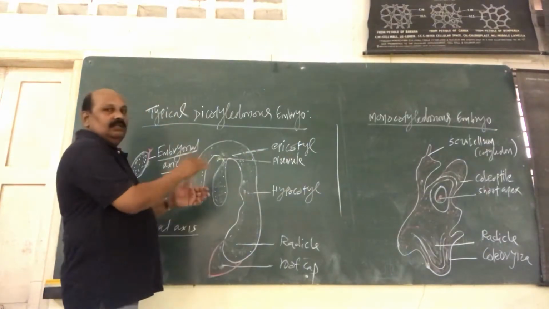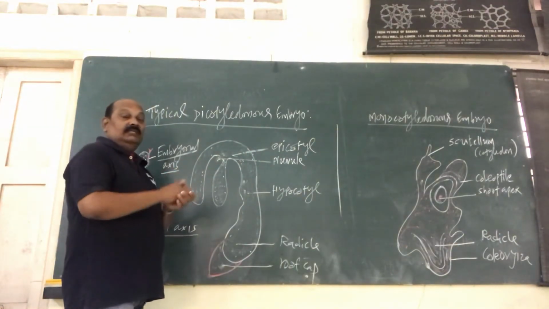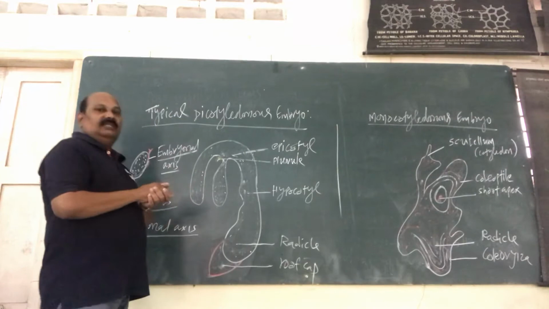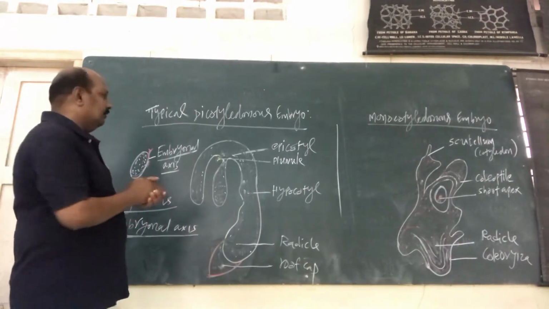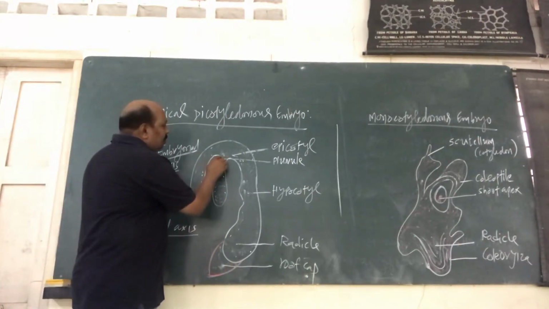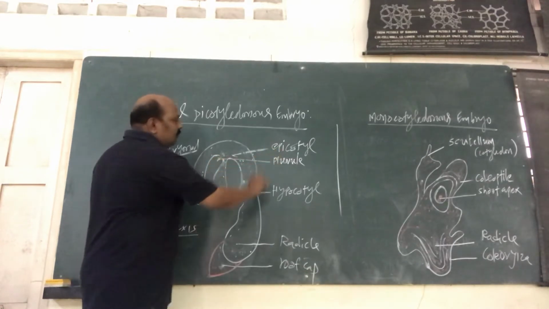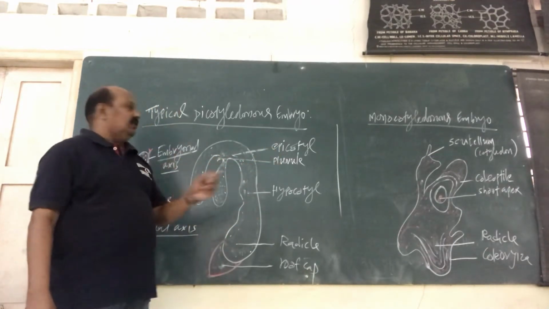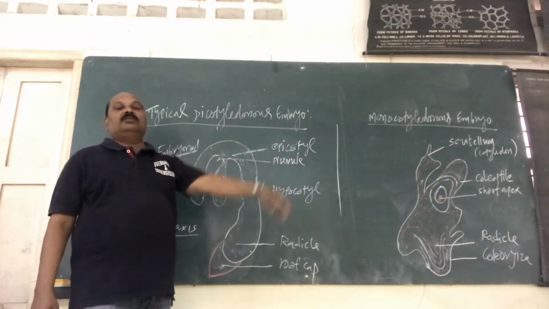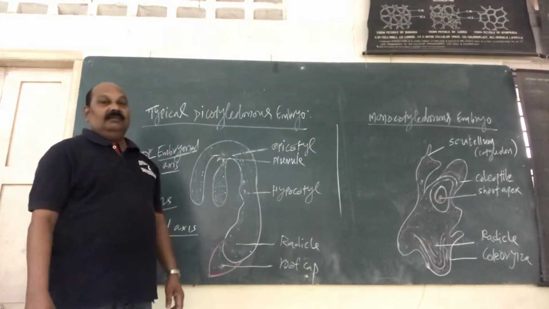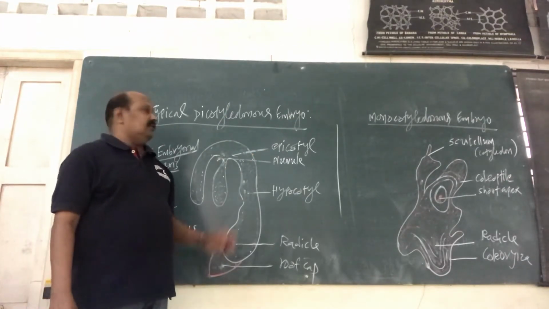So the epicotyl is above the cotyledon. Now this area, being a small bud-like structure, we call the plumule. You know very well what the plumule is. It is going to develop the complete shoot system in the future.